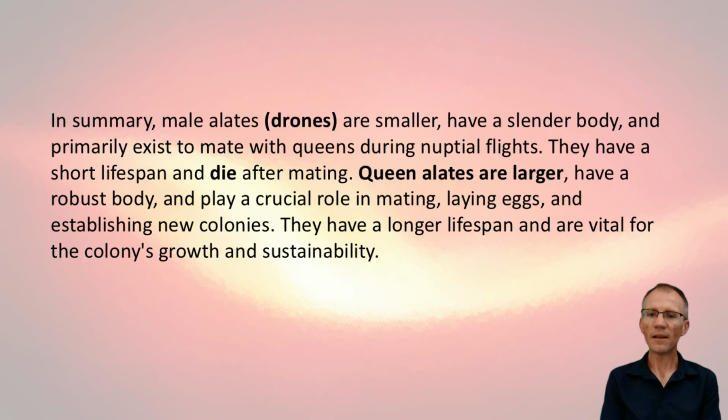In summary, male alates, drones, are smaller, have a slender body, and primarily exist to mate with queens during nuptial flights. They have a short lifespan and die after mating. Queen alates are larger, have a robust body, and play a crucial role in mating, laying eggs, and establishing new colonies. They have a longer lifespan and are vital for the colony's growth and sustainability.